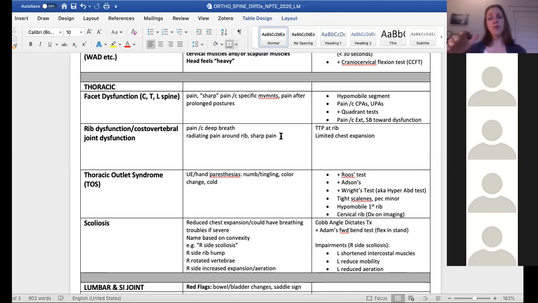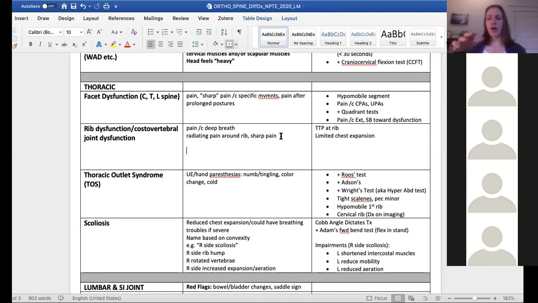So because of the rib mechanics as we breathe, because the costovertebral joint needs to attain full motion to have a normal inspiration and expiration, that can be an irritating or a symptom provocator if somebody has a costovertebral issue.